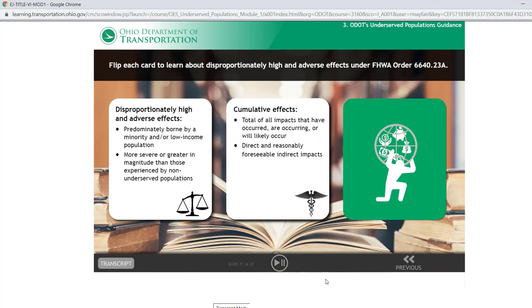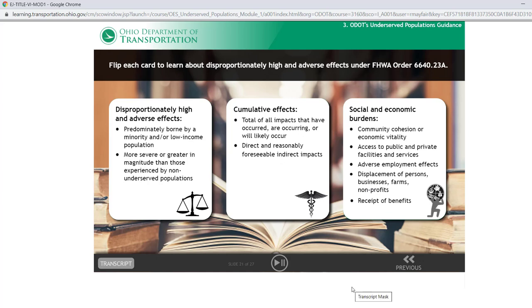Cumulative effects are not immediately obvious. They include the total of all impacts that have occurred, are occurring, or will likely occur as the result of an action. Cumulative effects may be direct and reasonably foreseeable indirect impacts.